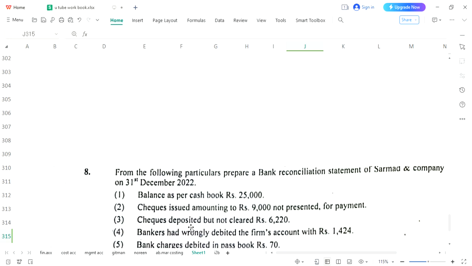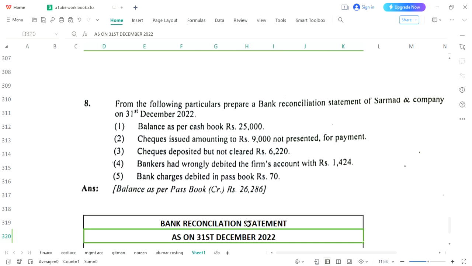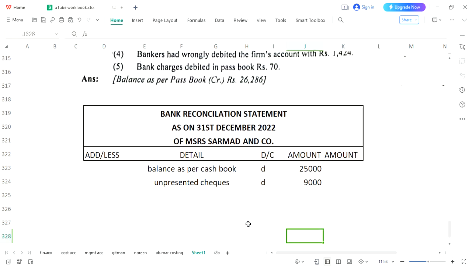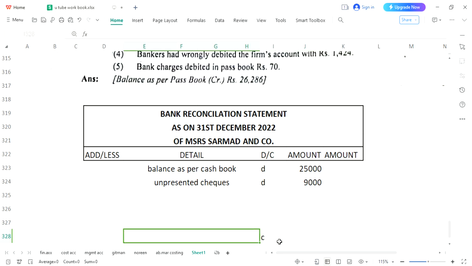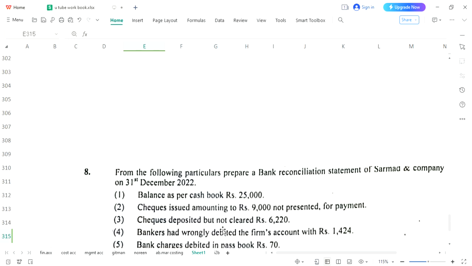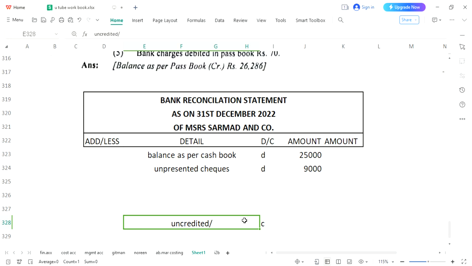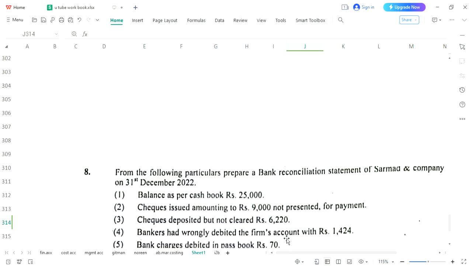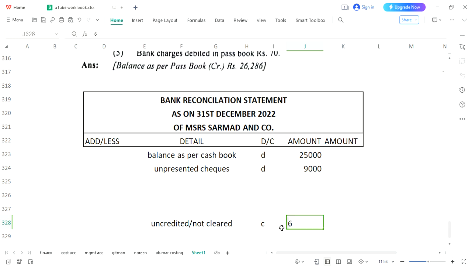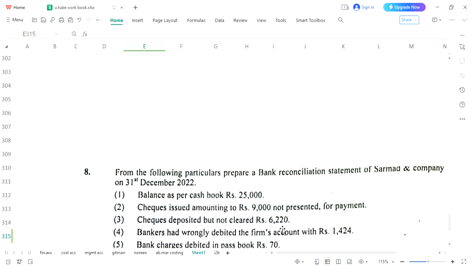Check deposited but not cleared or uncredited. So this should be credited, and what you will see, you will leave some space and will write down credit. And what are these? Third entry, uncredited, or we will see what heading they have used, uncleared or not cleared. It is one and the same thing, so you will mention not cleared. And the amount which is given in your book is 6,220. That's all. And now we will see what our next entry is.